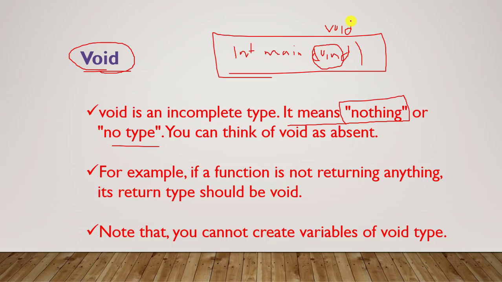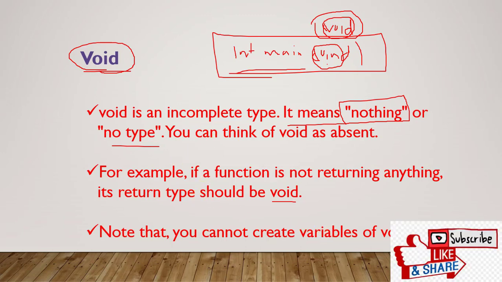Let me write it clearly here. Okay, this is void inside. So void means null or nothing. If you wanted to return nothing, you can use this data type. For example, if a function does not return anything, its return type should be void. In this case, integer main is a function that is not going to return anything. That is the reason why I had put this void in brackets. Note that you cannot create variables of void type.